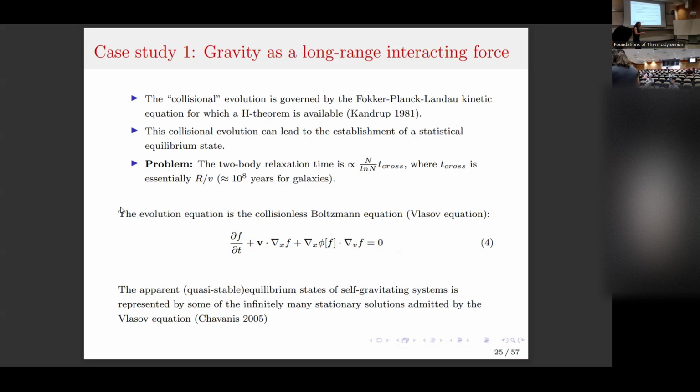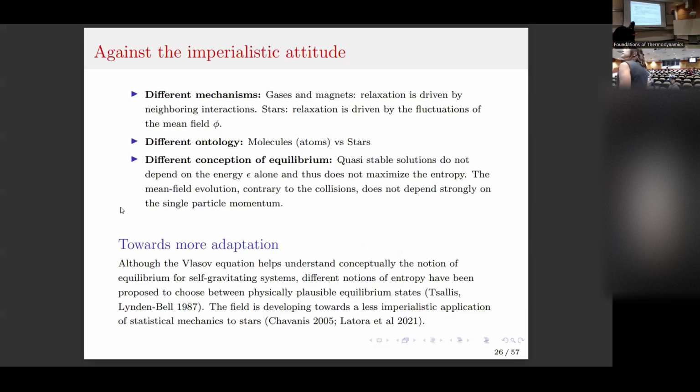But they found other problems as well, and it's that the equilibrium states that are associated with the Vlasov equation do not all maximize the entropy, which basically led to the new problem of having to decide which equilibrium states were physically plausible and which ones were not. So Shabani, for instance, discusses these issues. The important message here to take home is that there are several problems with the imperialistic attitude, which is this idea that we can just extend the scope of statistical mechanics to this new domain, like self-gravitating systems.